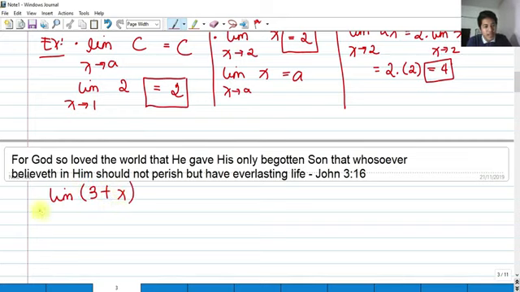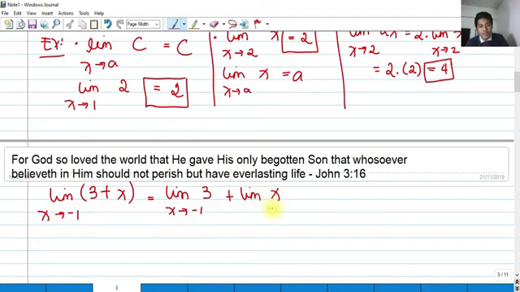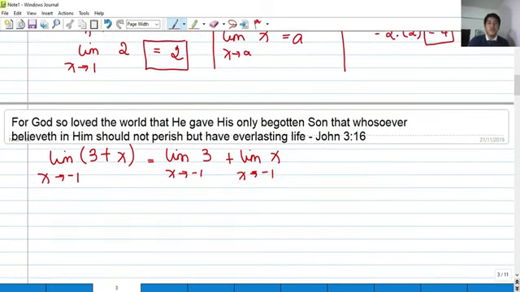Okay? 3 plus x as x approaches negative 1. So first, since this is an addition, we can separate them. So we have the limit of 3 as x approaches negative 1 plus the limit of x as x approaches negative 1. So first, we can evaluate this left side.